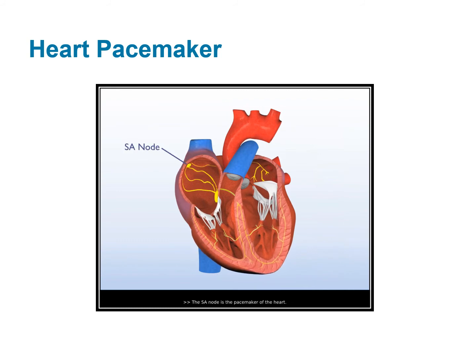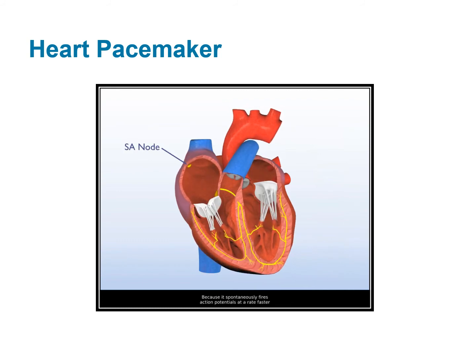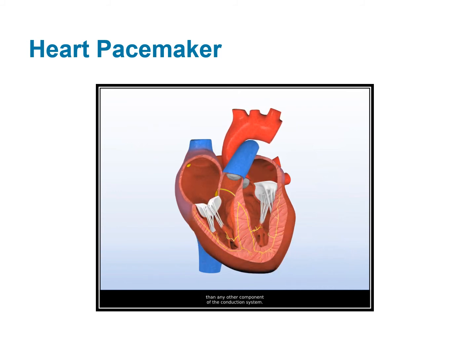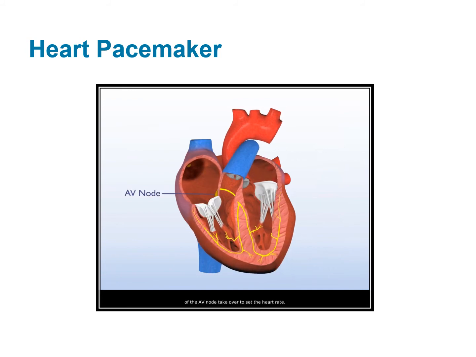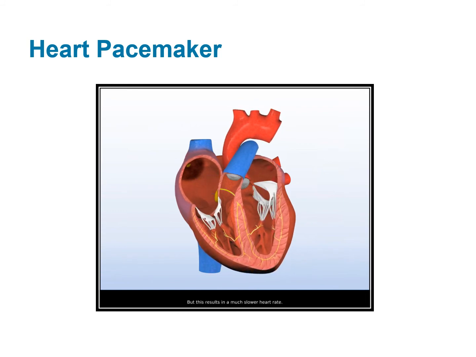The SA node is the pacemaker of the heart because it spontaneously fires action potentials at a rate faster than any other component of the conduction system. If the SA node slows down or fails, the pacemaker cells of the AV node take over to set the heart rate, but this results in a much slower heart rate.